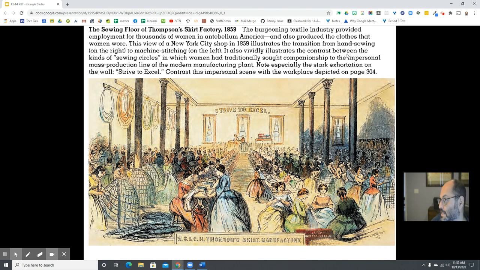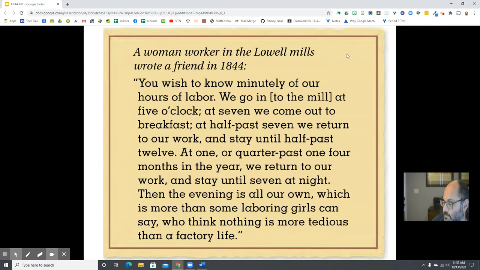This is a workplace in 1859. This is a woman from her own experience, not a newspaper person looking at it, but from her own experience of what it was like to work in one of these mills.